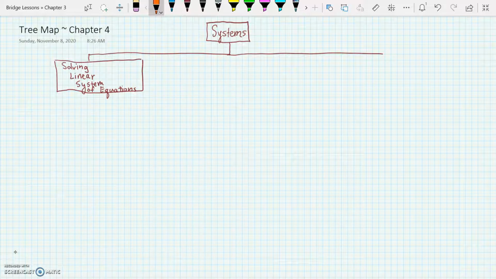And then the second big topic is inequalities. And inequalities, when you solved those, you had either just a single inequality or you had a system of inequalities.